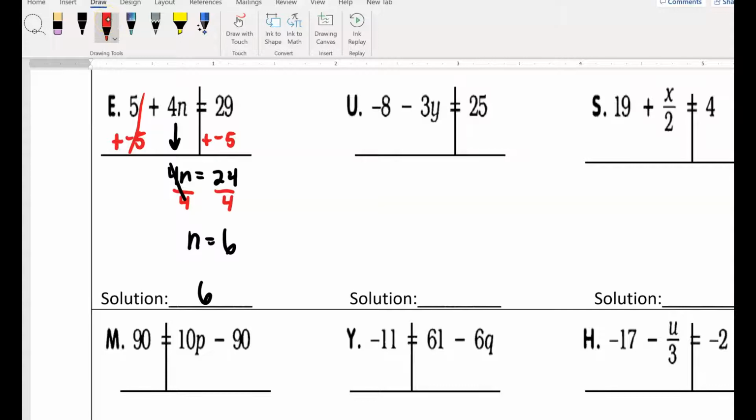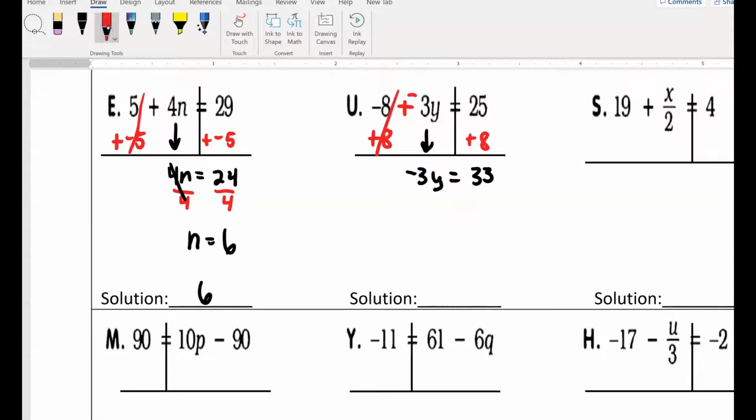So remember, anytime I see a minus sign, I want to make sure to change that to adding the opposite, so plus negative. And now in this problem, I see negative 8, so I'm going to add 8 to both sides, because again, we want that to become 0. Negative 8 plus 8 is 0, so this time drop down negative 3y, make sure you take that negative sign with you, is equal to 33.